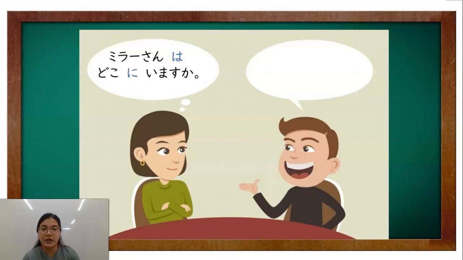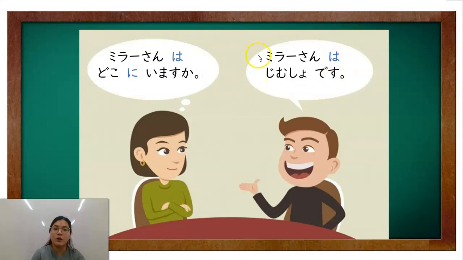Just like in lesson 3, here's another example. Mira-san wa doko ni imasu ka? Mira-san wa jimusho desu. Okay? Mira is in the office. So you can also use this aside from noun 1 wa, noun 2 place ni arimasu, imasu. Okay? Both sentence patterns are okay to use. So, mamimili ka lang kung saan ka komportable gamitin to answer this question.